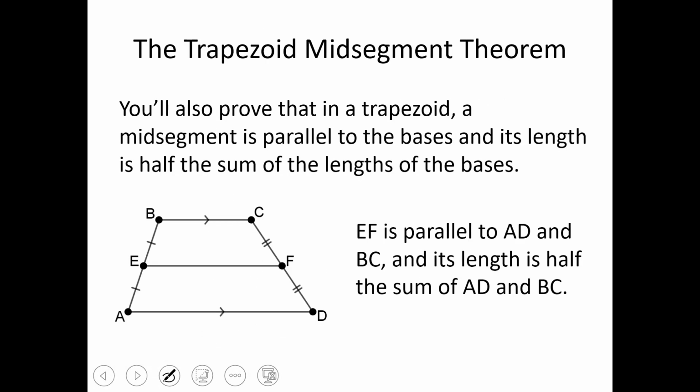All right, and finally, let me mention what you'll prove with the trapezoid midsegment theorem. You'll prove, first of all, that the midsegment is parallel to the bases. So in this case, you'll prove that EF is parallel to both AD and BC. Of course, if it's parallel to one, it's parallel to the other. That's the transitivity of the parallel relation. And you'll also prove that it's half the sum of the lengths of the bases. You'll prove that EF is half the sum of AD and BC.